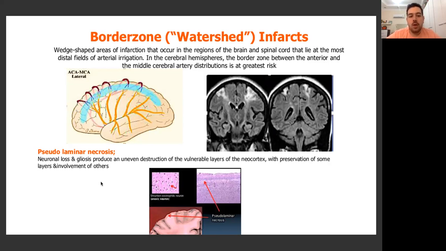Okay, pseudolaminar necrosis, you really don't need to know anything about it. It's just that different layers of the cortex can be compromised at different areas of infarction, and can create a pattern of necrosis and normal cells, necrosis and normal cells. You can just skip it. It's really nothing important.